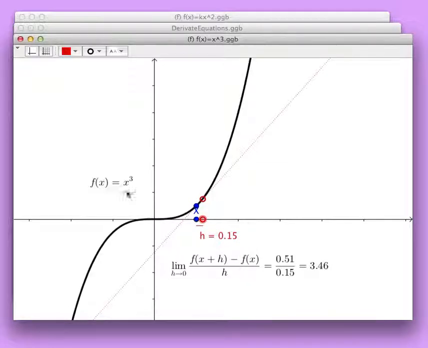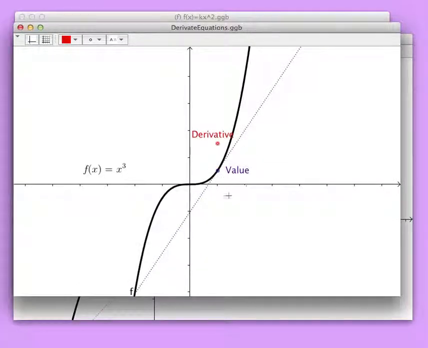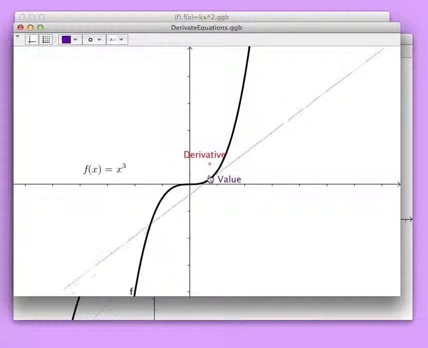What we're trying to do here for the x cubed function is, in a different GeoGebra sketch here, we're trying to find a pattern in the derivative. So what I have here in purple is the value of the function, and this purple dotted line is the tangent at that value. If I can find the slope of that tangent, then I have the derivative, and that's what this red point here is.